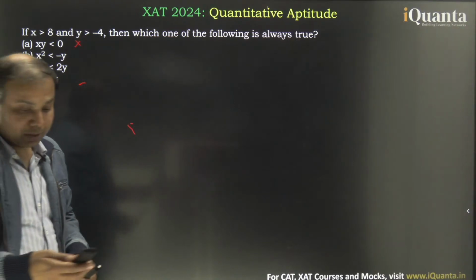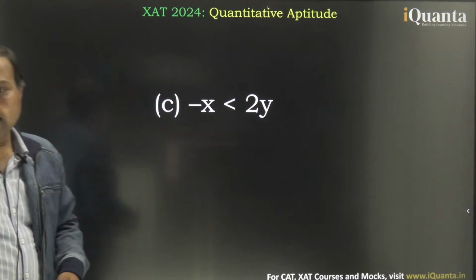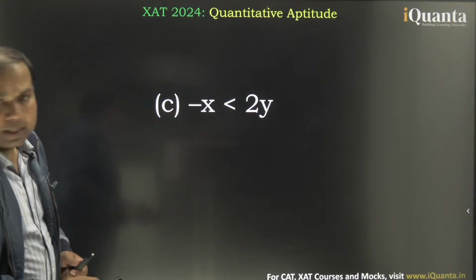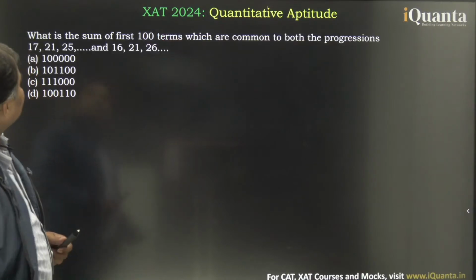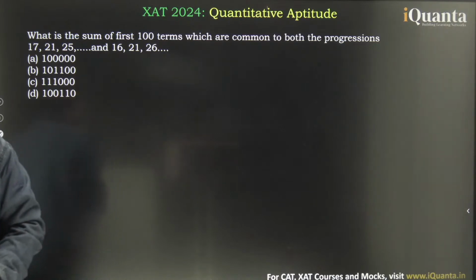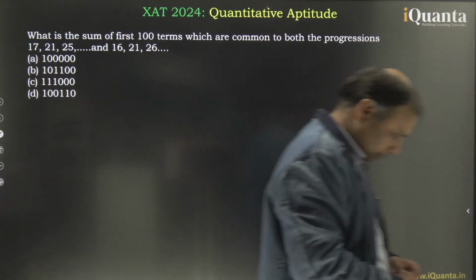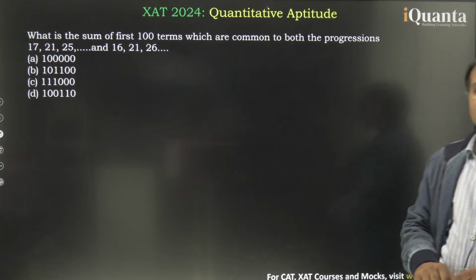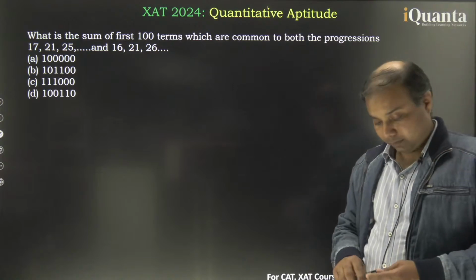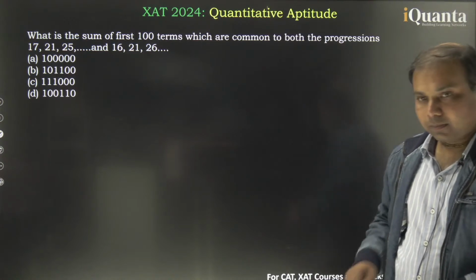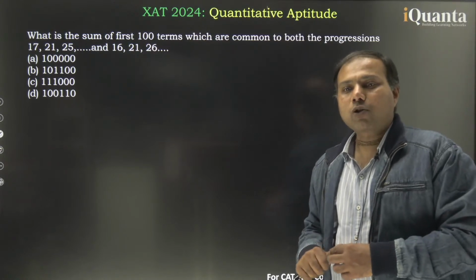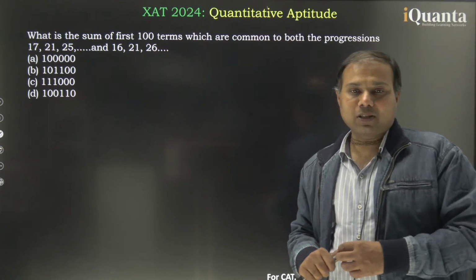Let's quickly move to the answer. Option C is the right one. Many of you have done it. Let's move to the next one so that we can solve some more. Okay, here's another one, again from progressions. Try to answer this. What is the sum of the first 100 terms which are common to both the progressions?